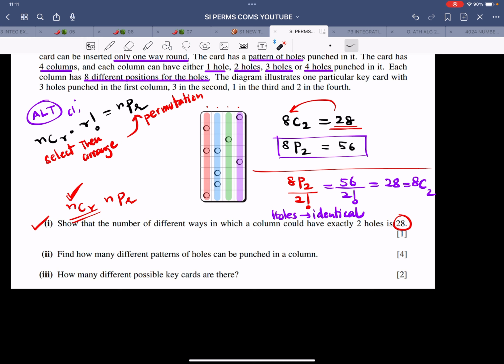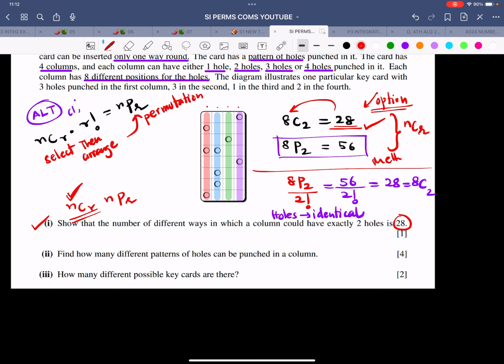Let me recap it once more. The first part says, show that the number of different ways in which a column could have exactly 2 holes is 28. So option 1 is this. We calculate both 8C2 and 8P2. This is giving the correct answer. So let's assume that this is about combination. That is the first thing. This you can say as method number 1. And what is method number 2? That is, we know this rule, first select, then arrange.